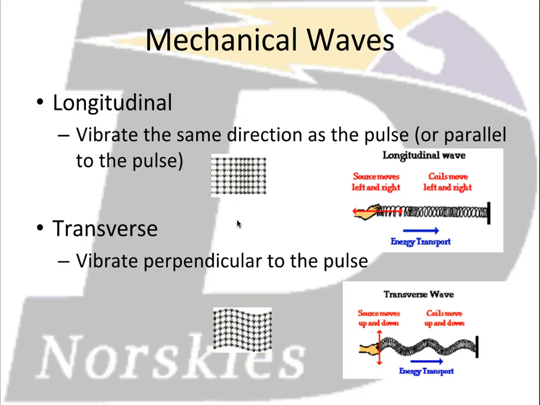The transverse wave is the second type of mechanical wave, and this is when there's a vibration perpendicular to the pulse, or basically up and down. Here you can see a transverse wave, where the source of the wave, the source of the energy, is moving up and down, but the wave still travels in the same direction. So those are the two different types of mechanical waves we will talk about.